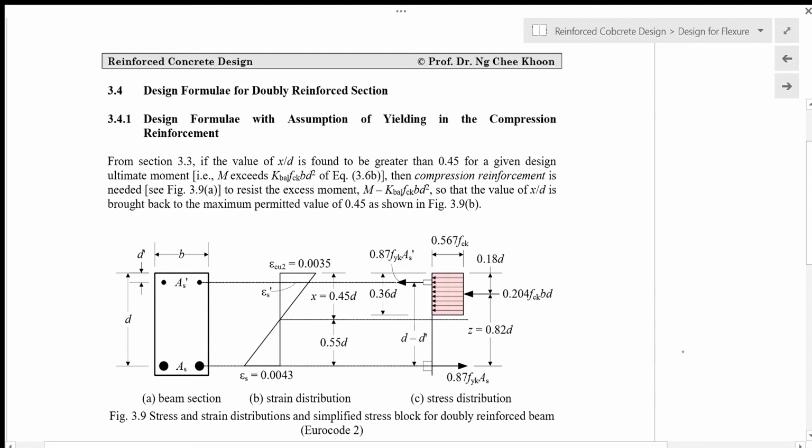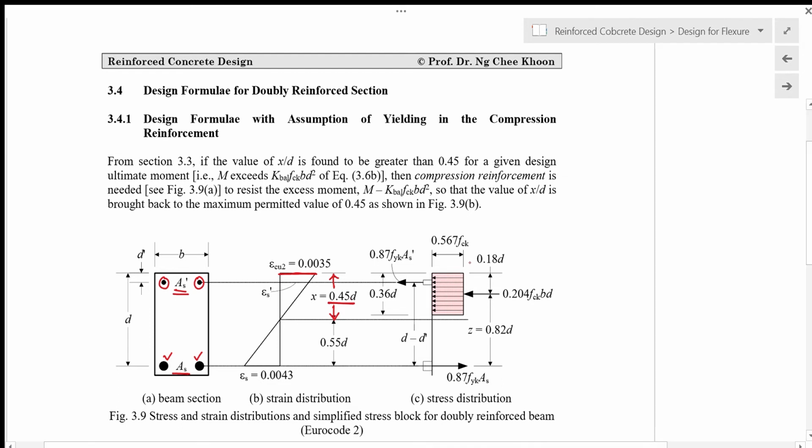A doubly reinforced section is shown in figure A here, where we have the tension reinforcement as well as the compression reinforcement, for which we use AS prime to denote the cross-sectional area. For tension reinforcement, we still use the same symbol AS. The maximum strain in concrete is still 0.0035, where epsilon cu2 or epsilon cu3 equals 0.0035. And we use the maximum neutral axis depth X of 0.45 D.